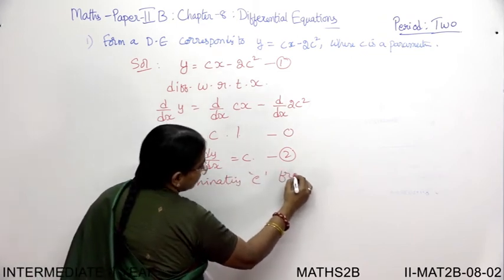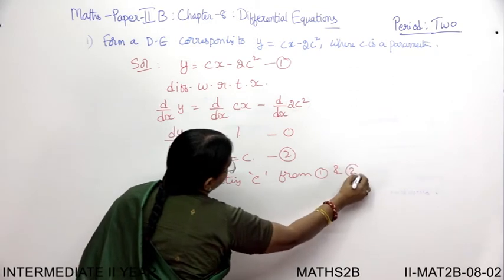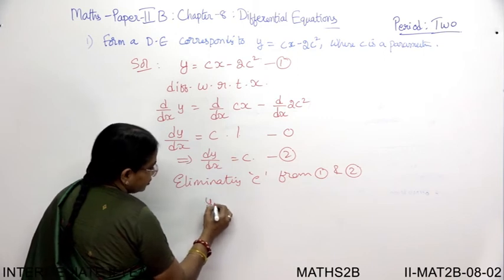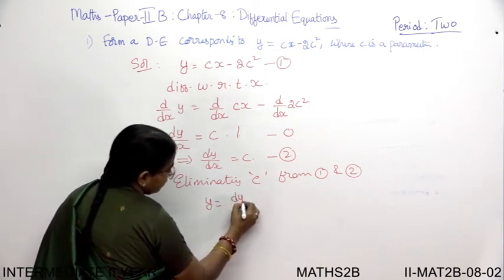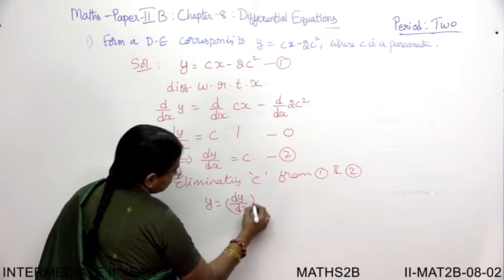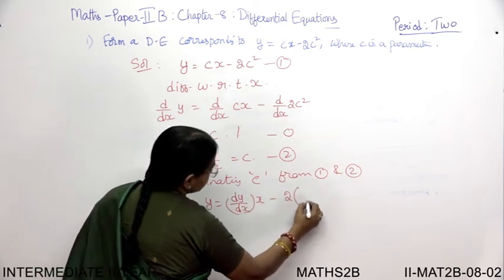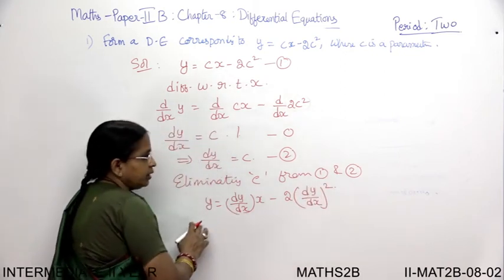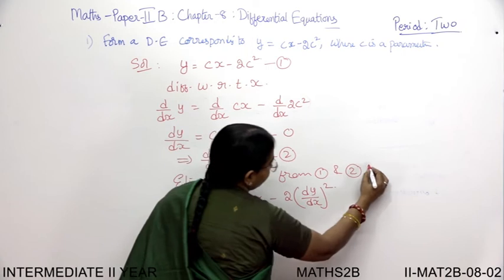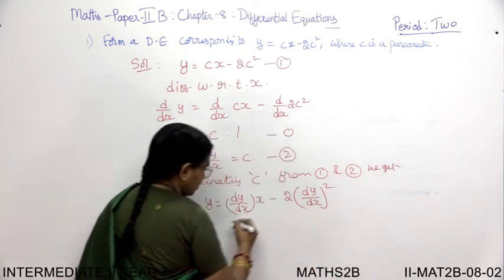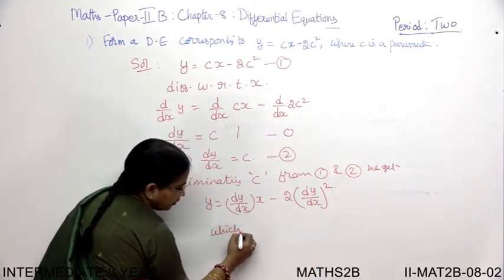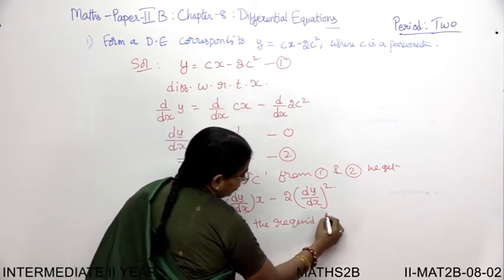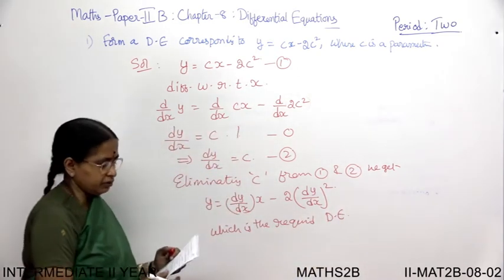Eliminating c from 1 and 2. So how are you eliminating? You got the c value, so directly substitute. That's all. So y is equal to cx minus 2c square, where c means dy by dx. That means y is equal to x dy by dx minus 2 into dy by dx whole square. So eliminating c from 1 and 2, we get this equation, which is the required differential equation.